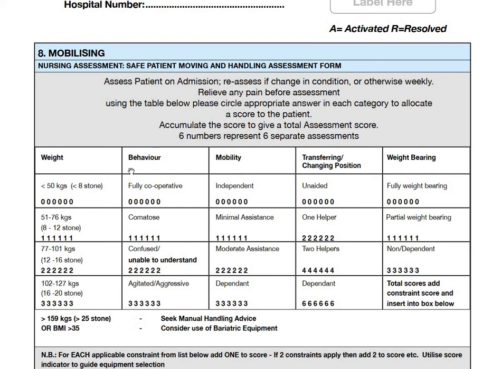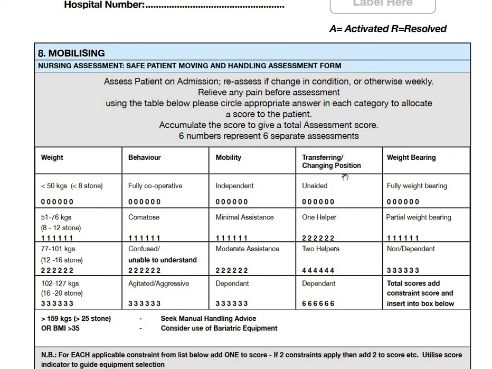Okay, and then we go to the behaviour. Is the patient fully cooperative? If they are, they score a 0. If they're comatose, they score a 1. If they're confused or unable to understand, they score a 2. If they're agitated or aggressive, they score a 3. Mobility then, if the patient is independent, they score a 0. If they require minimal assistance, they score a 1. If they require moderate assistance, they score a 2. If they are dependent, they score a 3.